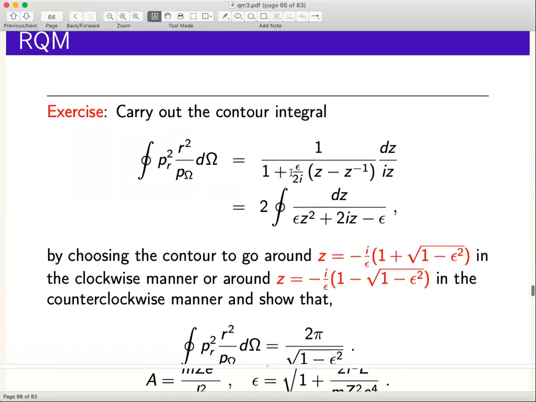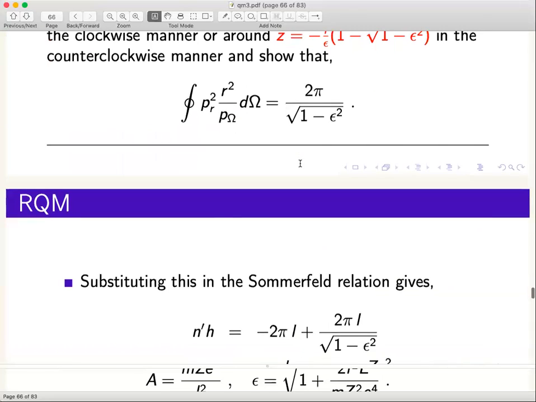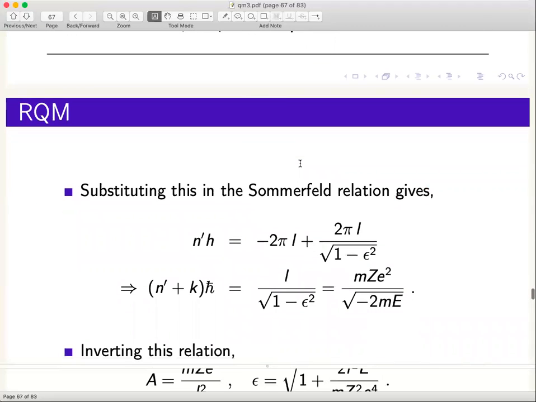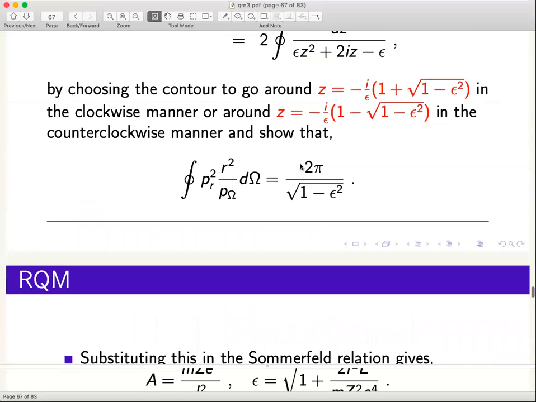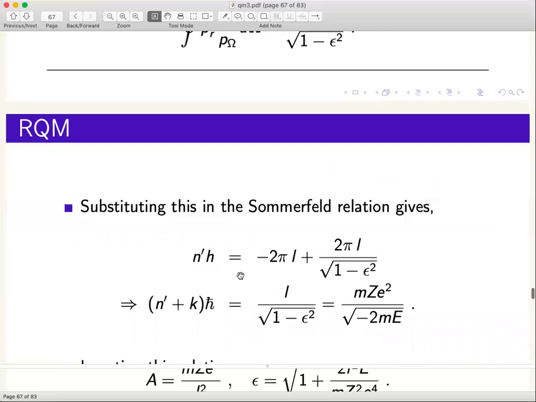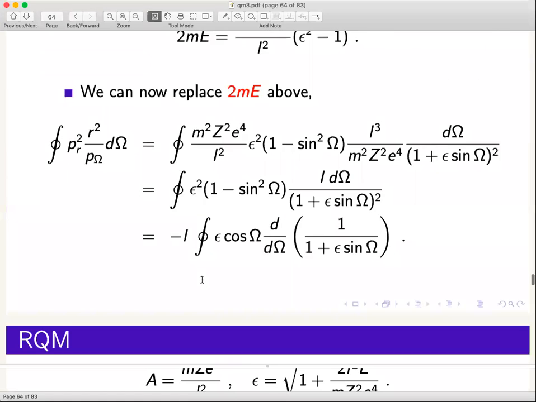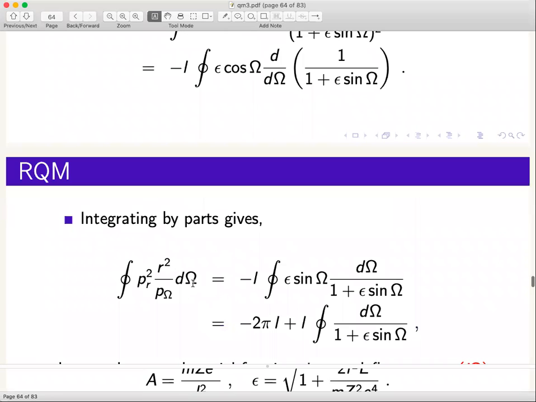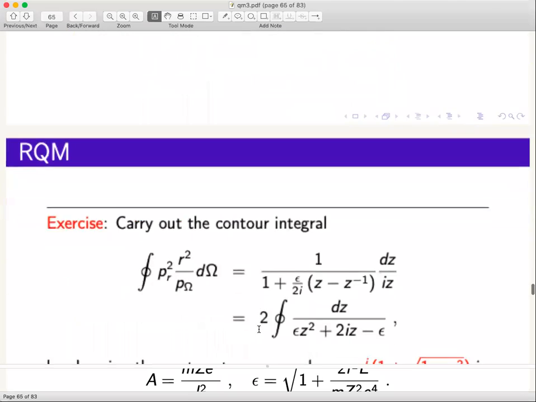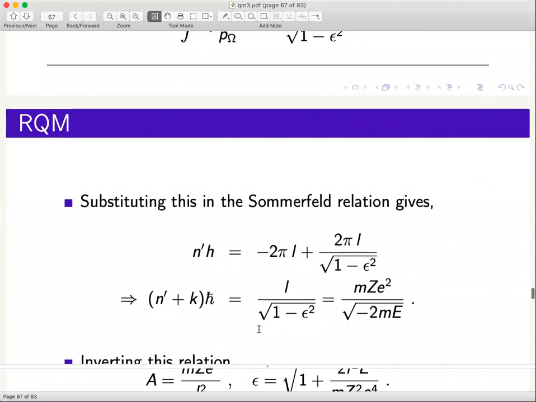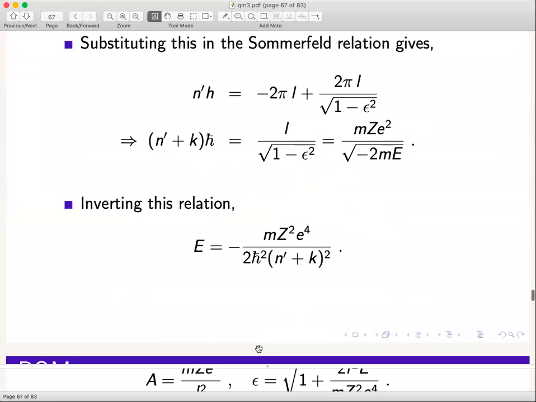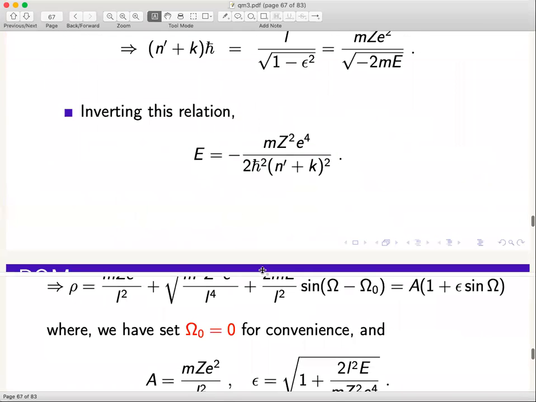Fine. So what we want to do is to substitute this answer in the Sommerfeld relation. Now, the Sommerfeld relation was NH prime. Remember, it was, so this quantity that we are trying to evaluate. Let me stay wherever I am and split the screen.